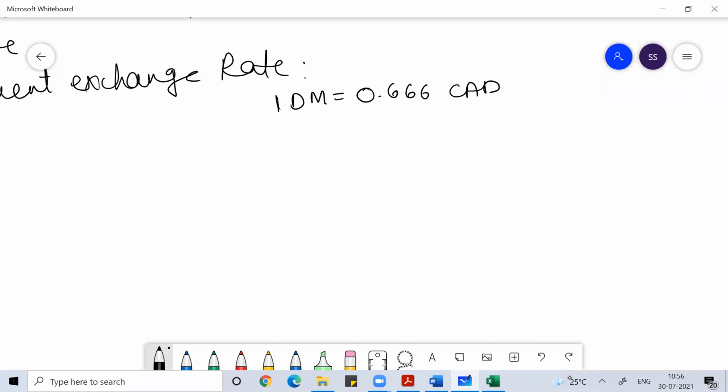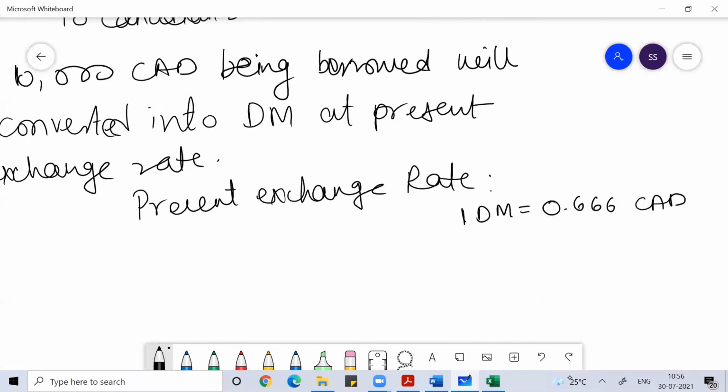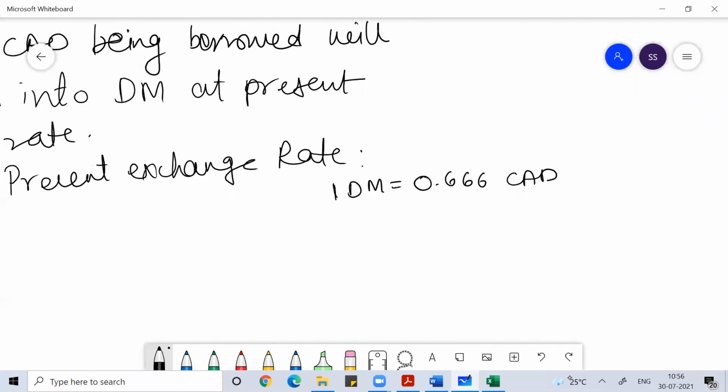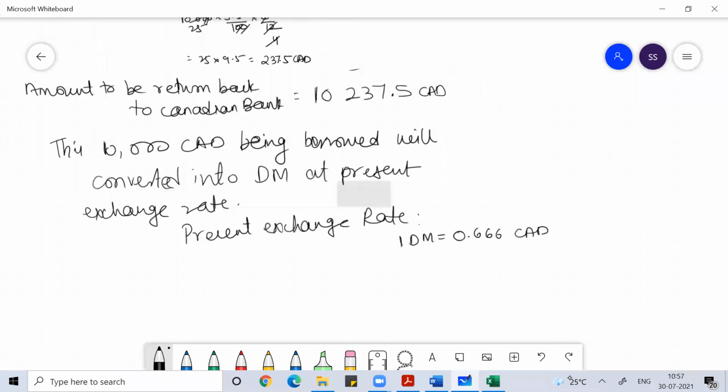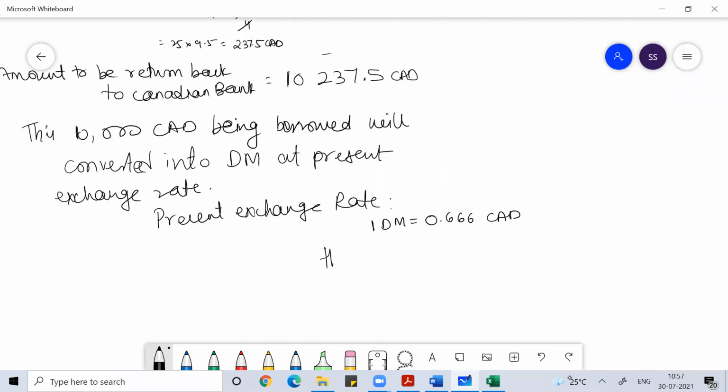So your present exchange rate is one Deutschmark is equal to 0.666 Canadian dollar. So this is your present exchange rate. I have 10,000 Canadian dollars. So 10,000 Canadian dollar is equal to how much Deutschmark?